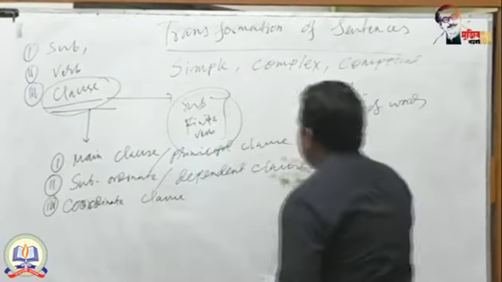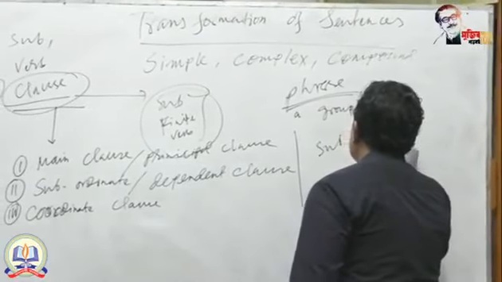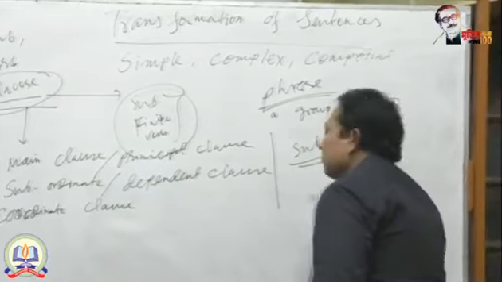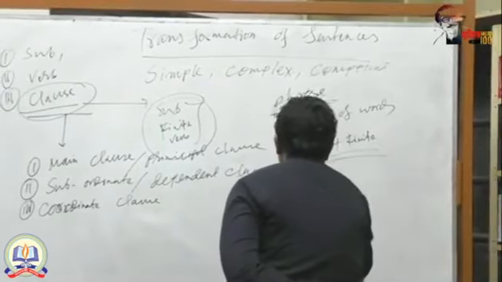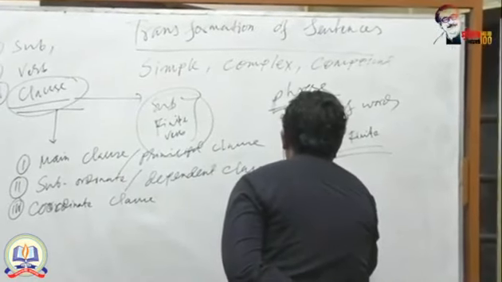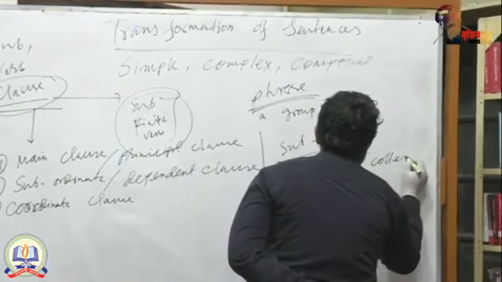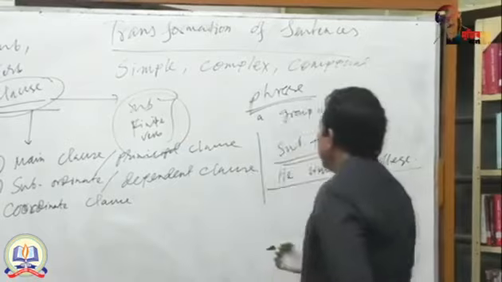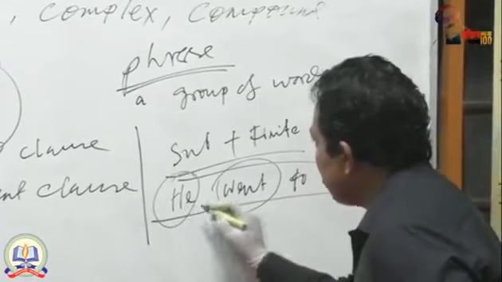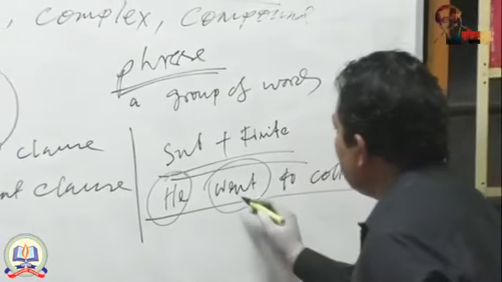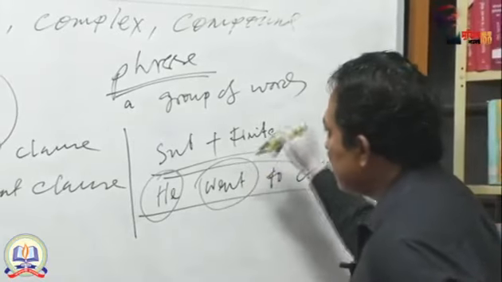Main clause. In a main clause you will get a single subject and a final verb, and it is completely independent. If you say, he went to college, this is the criteria of a simple sentence. Why? This is the subject and this is the final verb, and here you will get completeness. So it is a sentence and it is a simple sentence.